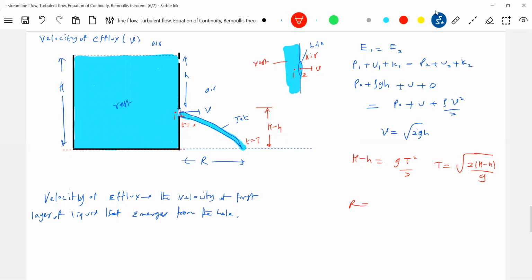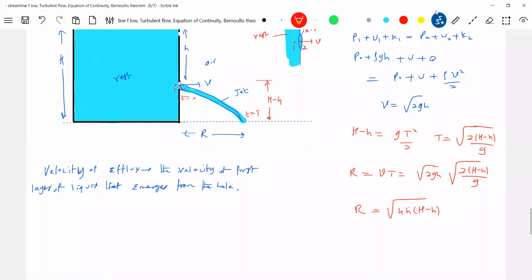Then what is the horizontal range of the jet? Velocity of efflux into t. What is the velocity of efflux? Root of 2gh. So g gets cancelled. So this will be root of 4h(H minus h). This is the expression for the range.